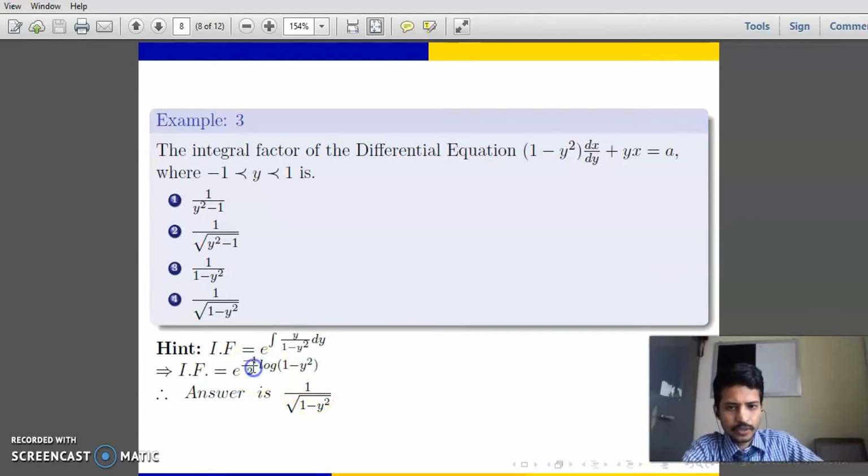If you take minus 1 upon 2 as the power, e to the power and log will get cancelled. Then you end up with the answer as 1 upon square root of 1 minus y square. So therefore the option for this question is the fourth one.